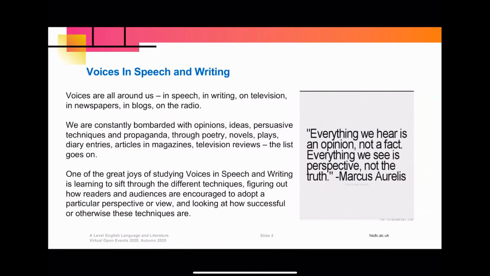But one of the great joys of studying voices in speech and writing is we learn to sift through the different techniques. We learn to figure out how readers and audiences are encouraged to adopt a particular perspective or view, and we look at how successful or otherwise these techniques might be.